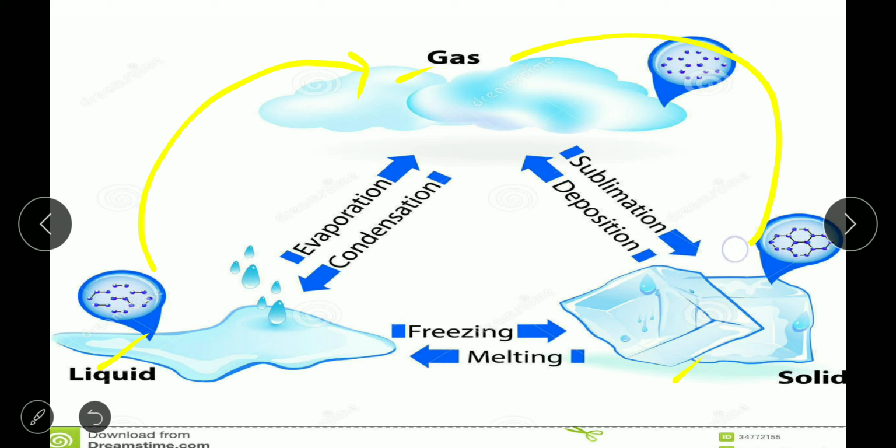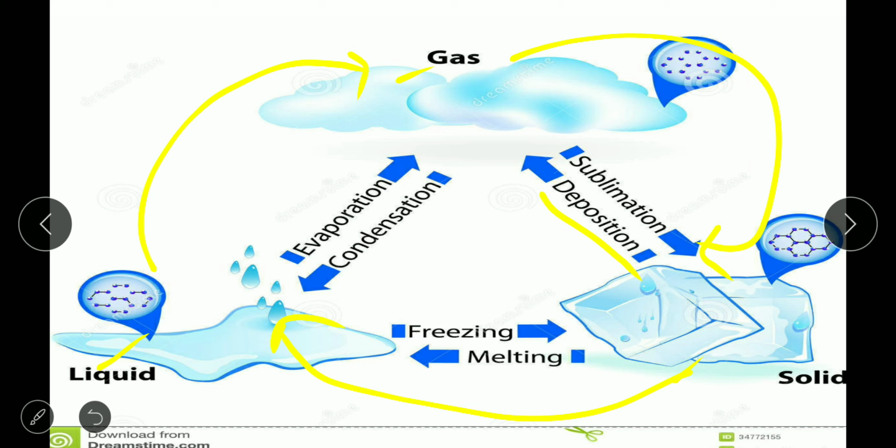Gas is converted into a solid form. This process is known as deposition. An example is frost. A solid converted into a liquid, meaning ice converted into liquid, is called melting. At this point, ice melts. This point is called the melting point, and this process is called melting.